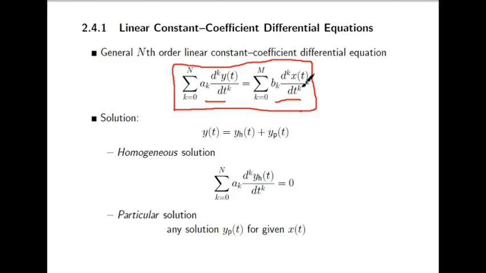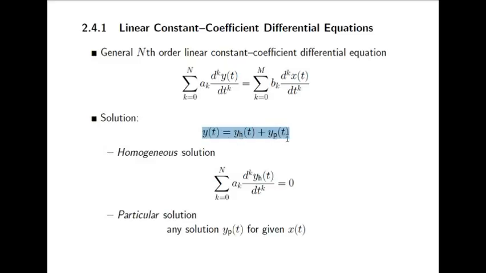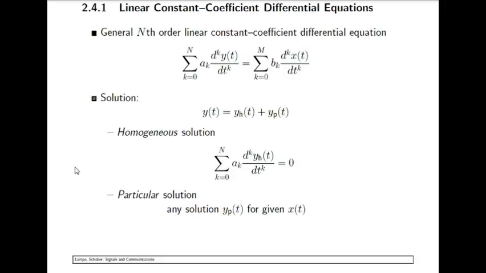You know that differential equations have two solutions: one is the homogeneous solution and another is the particular solution. So the solution y(t) will be represented as the sum of the homogeneous solution and the particular solution. How can we find the homogeneous solution? We take the right hand side and put it equal to 0. For the particular solution, we take any solution y_p(t) for the given x(t).